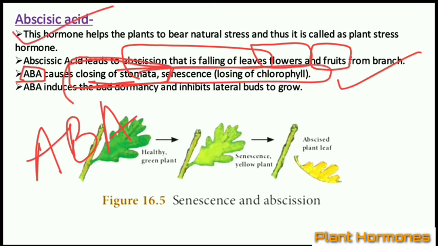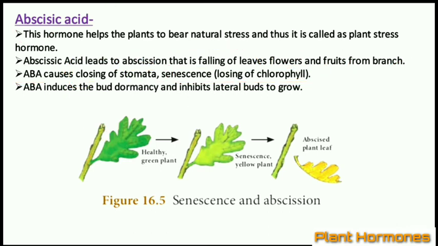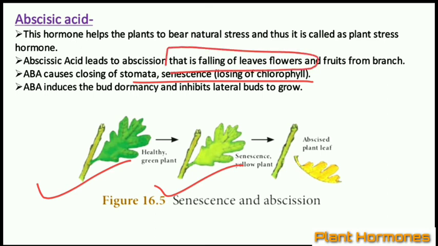Senescence, that is losing of chlorophyll. You can see here, senescence, losing of chlorophyll. This leaf is green. Now this leaf is losing its color due to chlorophyll loss. And after that, this leaf is going to fall. The leaf will die. This is called abscission of the plant leaf.